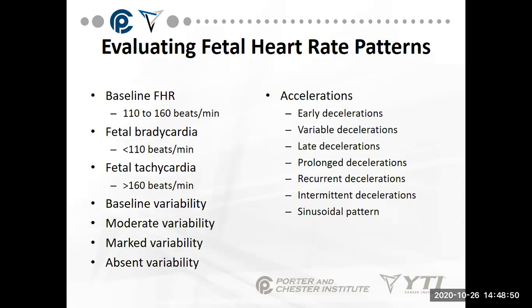So your books, in figure 6.13, show these different variabilities and moderate variabilities. All this stuff I'm not going to go through, but it shows you exactly what it would look like. It's really good for you to look at this because sometimes it can come up on your boards to see if you know the difference between the different variabilities, the baseline and so forth.